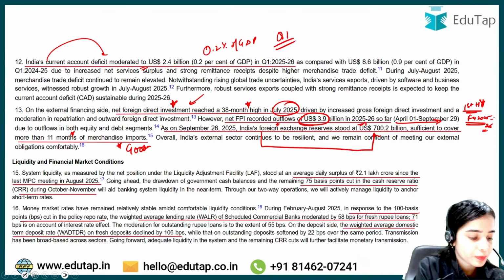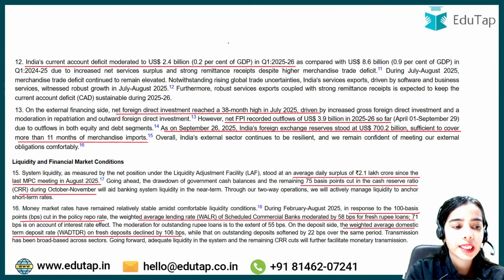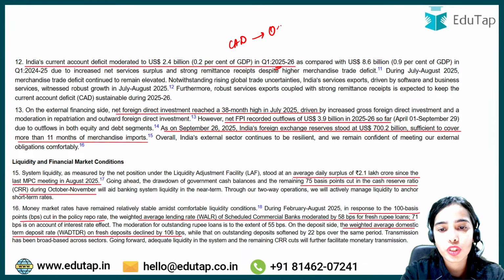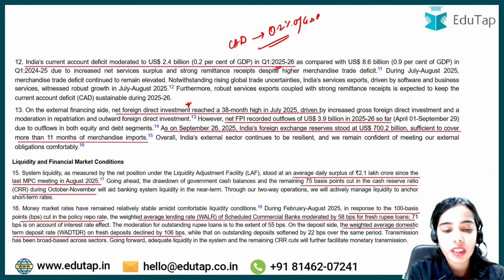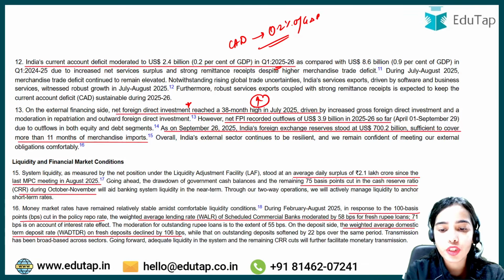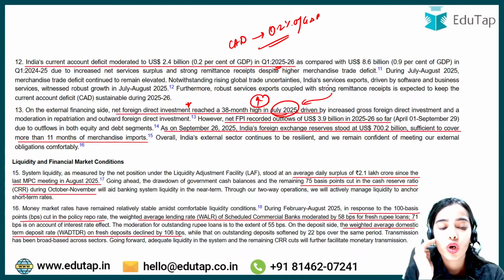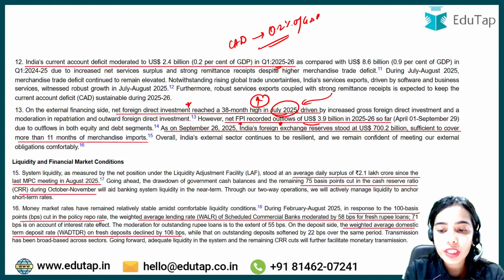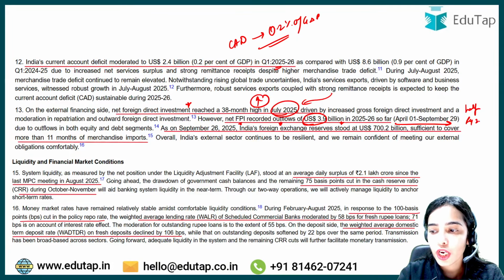So basically, the important data is that the current account deficit in the first quarter of the current financial year was 0.2% of GDP. Next, net foreign direct investment reached a 38-month high in July 2025. So we are receiving a lot of foreign direct investment. Net FPI recorded outflows. In foreign portfolio investment, there are outflows of US dollar 3.9 billion in the first half of financial year 2025-26.